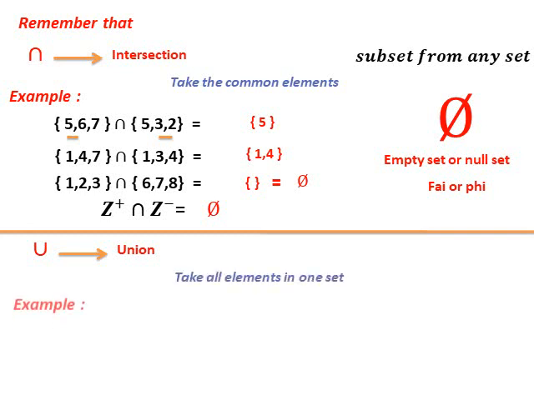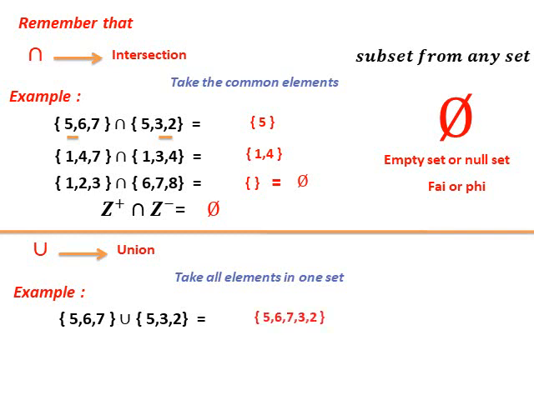Let's take an example. I found here 5 6 and 7 union 5 3 and 2. So I will take all elements of the two sets in one set, like that. I will take 5 6 7. I didn't repeat 5 again. So I will take 3 and 2. So the set will be 5 6 and 7 3 and 2.